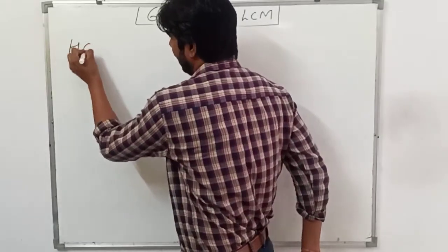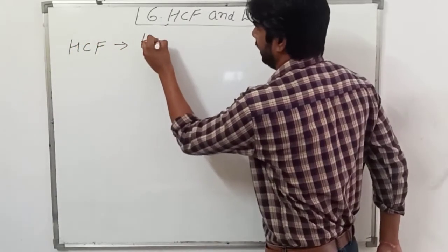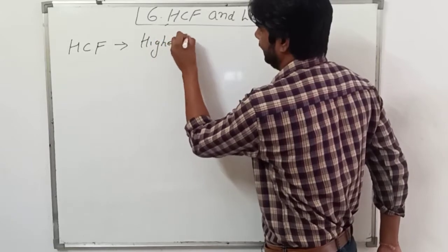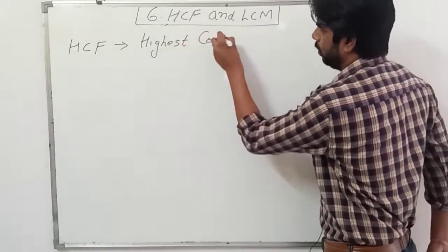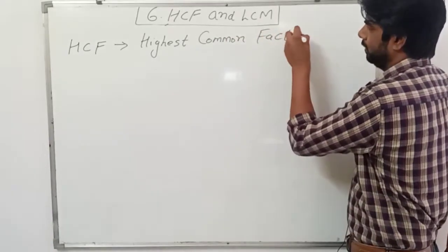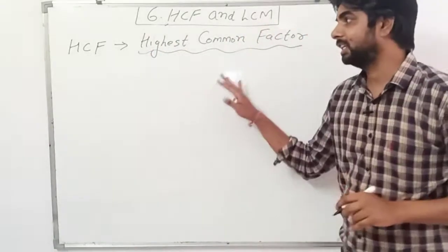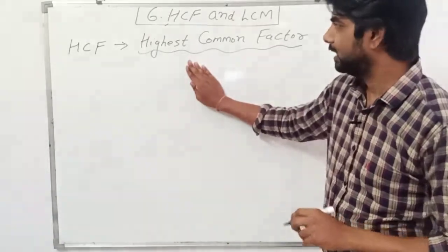HCF contains three letters H, C and F. That means H for highest, C for common and F for factor. Okay. Now we will learn what is highest common factor. Okay, what is the highest common factor?